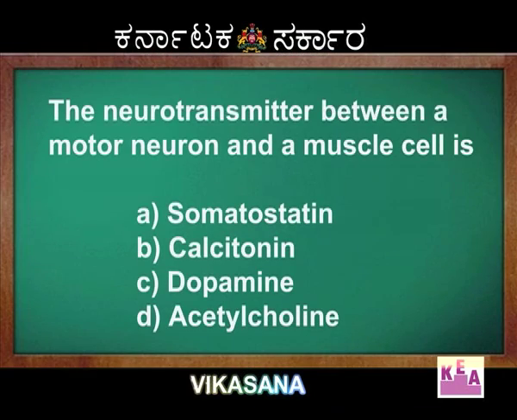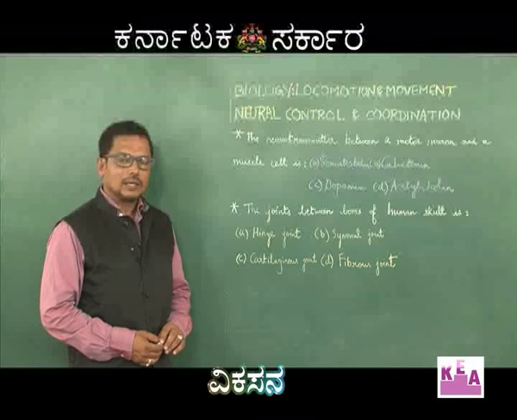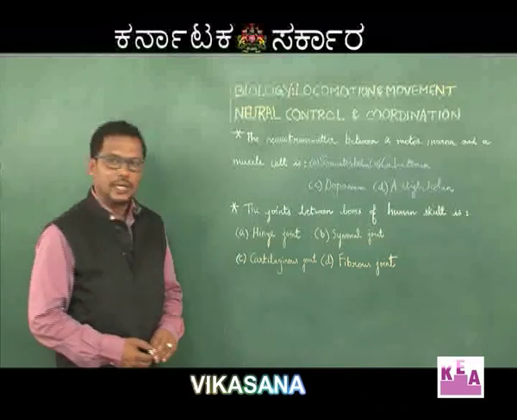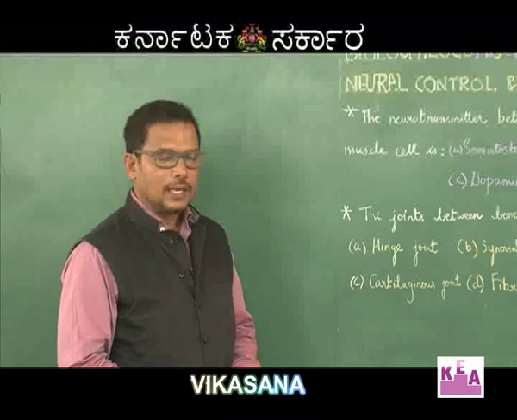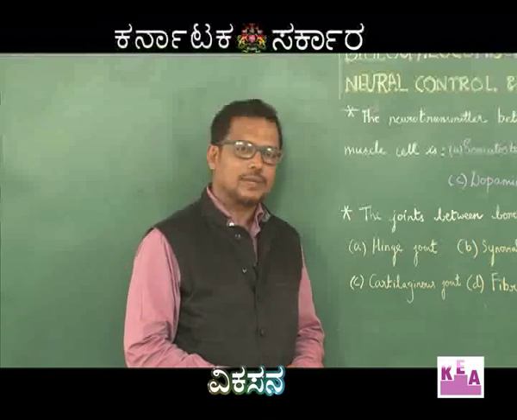The neurotransmitter between a motor neuron and a muscle cell is, options are A somatostatin, option B calcitonin, option C dopamine and option D acetylcholine. Somatostatin is the hormone secreted by the hypothalamus which regulates the functions and secretions of the pituitary gland, whereas calcitonin is a hormone secreted by the thyroid gland, which regulates reabsorption of calcium.